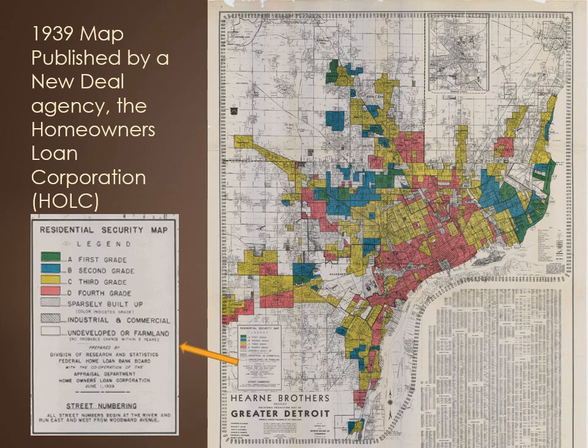Now, here's one of the insidious aspects of this. The mere presence of one black family in a neighborhood got that neighborhood colored red on these maps. So that meant that built right into the structure of this was a denial of home loans for African Americans who wanted to purchase them.